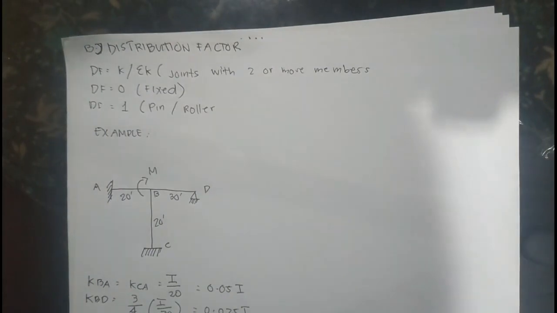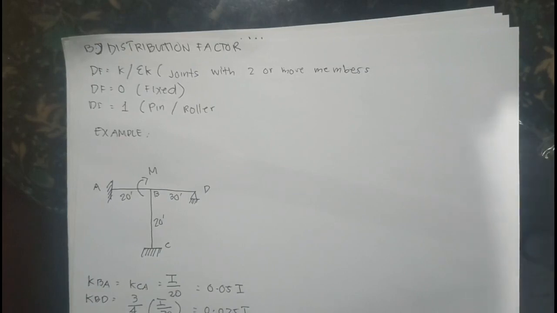So the relative stiffness equation is that K equals K bar over 4E, equals I over L. So next, the distribution factor. The distribution factor equals K over the sum of K, if the joint has 2 or more members.